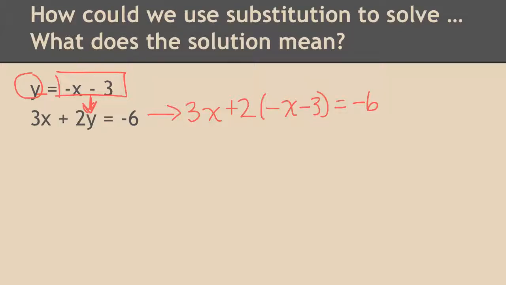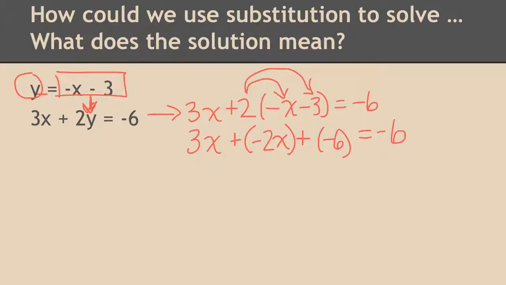So let's do some algebra. 3x is good, but then I'm going to distribute. 2 times negative x is a negative 2x. And 2 times negative 3 is a negative 6. So all I did was I distributed. Now I've got some like terms I can put together. 3x's and a negative 2x is x, plus negative 6 equals negative 6. So it appears x has to be 0. Well, that's awesome. That's the beginning of my answer.